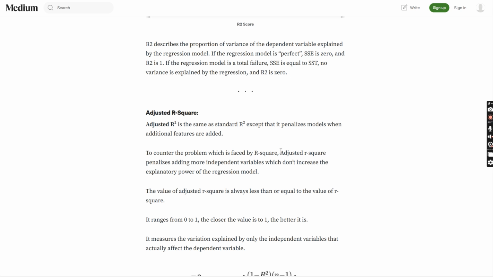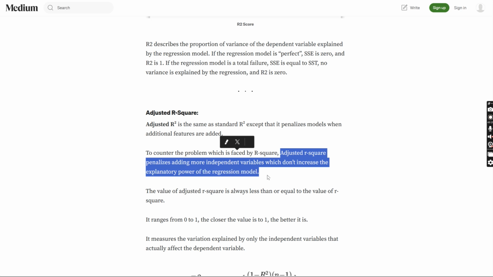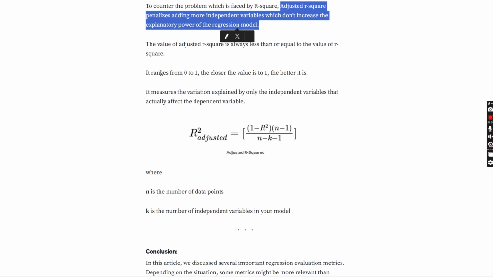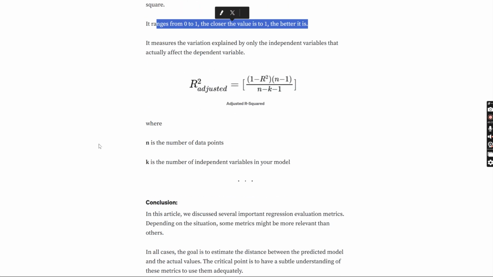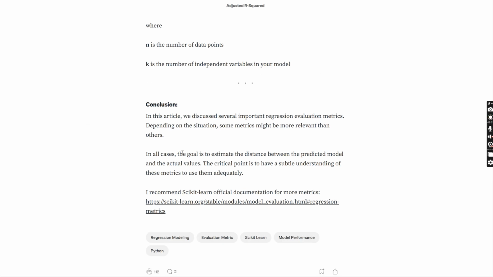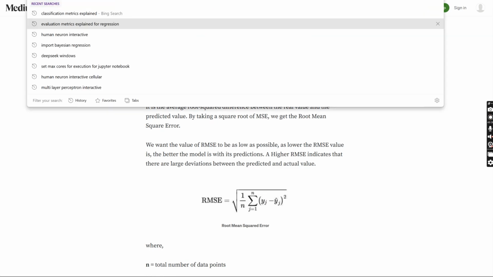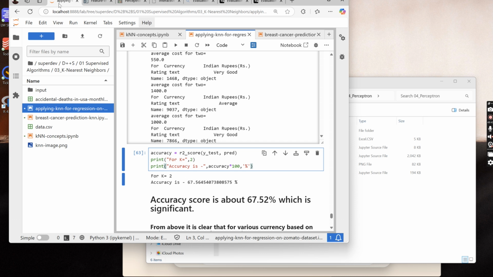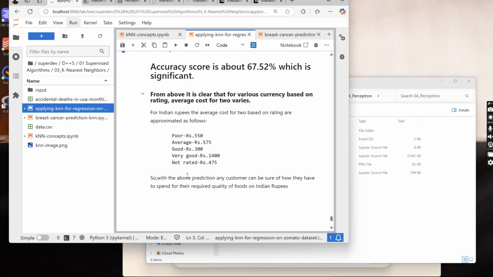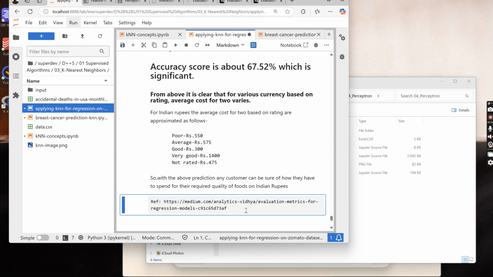Or in other words, adjusted R squared adds more independent variables only if they increase the explanatory power of the regression model. So this way adjusted R squared tackles that problem. Its range is also 0 to 1, but closer to 1 is better. This way, for all these metrics that we have talked about, I will attach a link as well, please go through it. So this way you have to explain whatever regression problem you work on. I have added the reference link here.